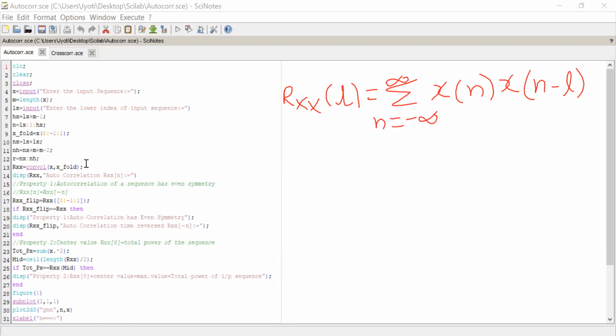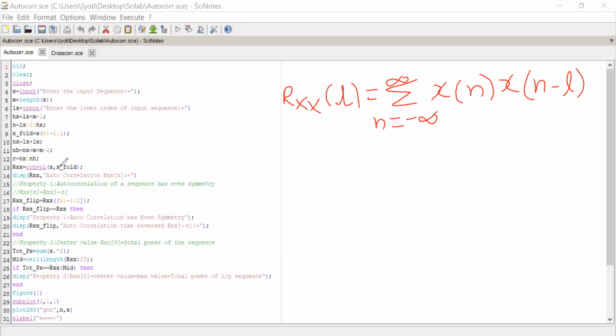Okay, this is the autocorrelation formula. Here both sequences are the same: you are comparing the signal x of n with the folded sequence of x only. That's why I have written Rxx of L, with the summation over n. Depending on this, we calculated Rxx, that is the convolution of x with the x folded sequence. As I told, the folded sequence is the reverse of the x sequence, the folded version of x of n.